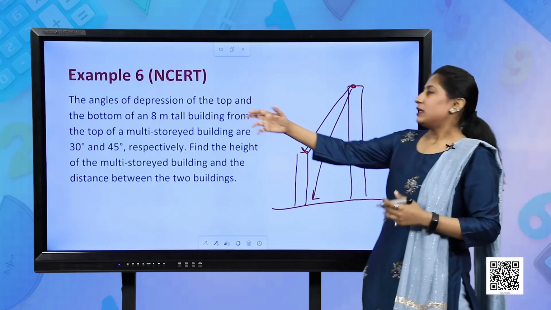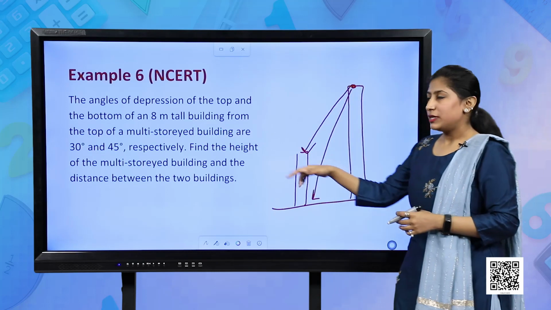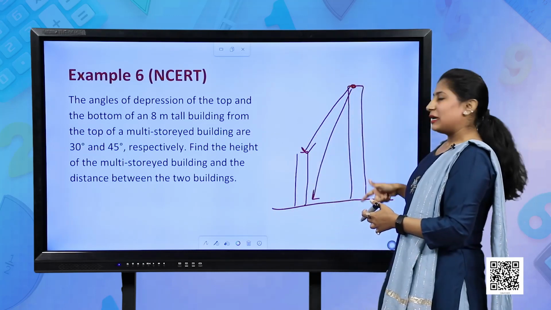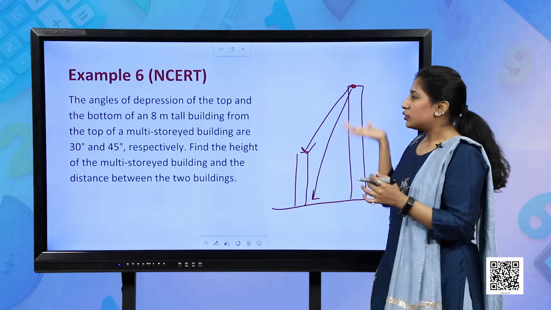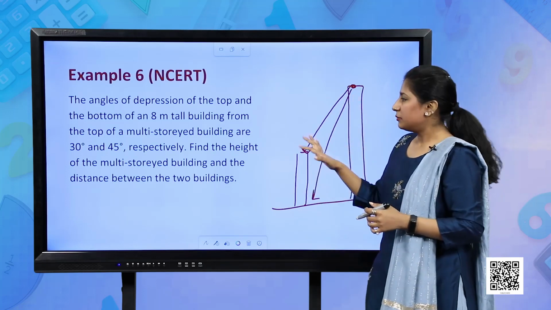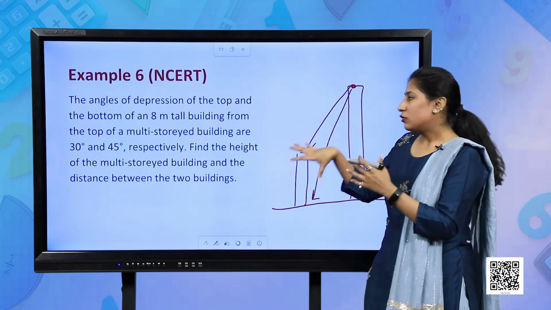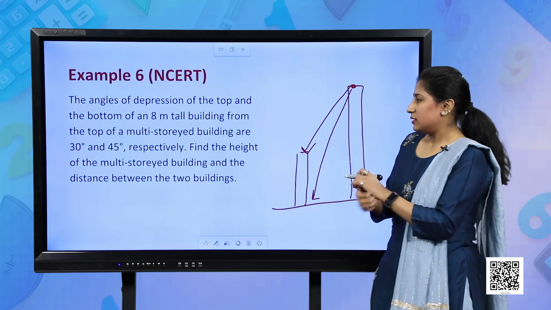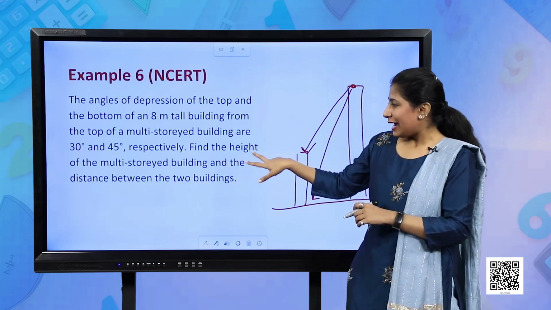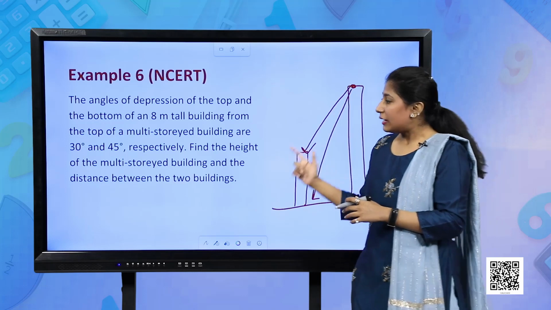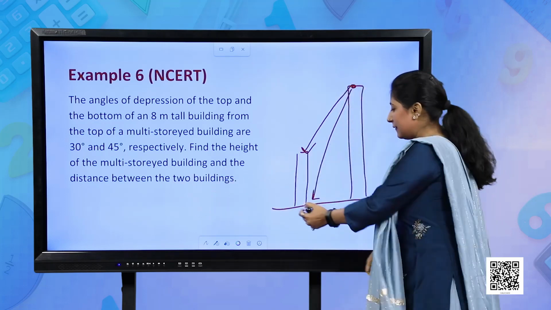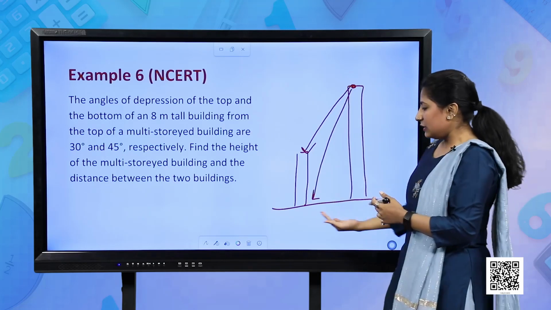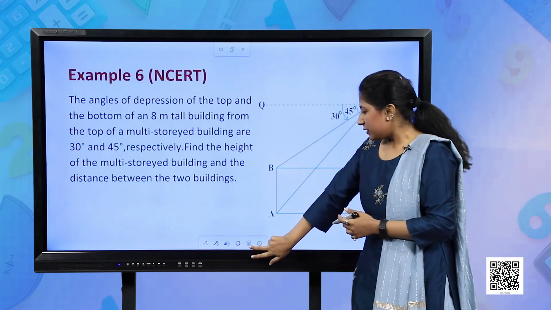Now obviously when it talks about angle of depression, that means you are going below, you are lowering the level. So this multi-storied building has to be taller than this 8-meter tall building, right? When we understand how to put the question into the figure, it becomes much easier. Now we have to find the height of the multi-storied building and also the distance between these two buildings. So what we have to find? Height of this building and distance between these two. Let us look at the proper figure.